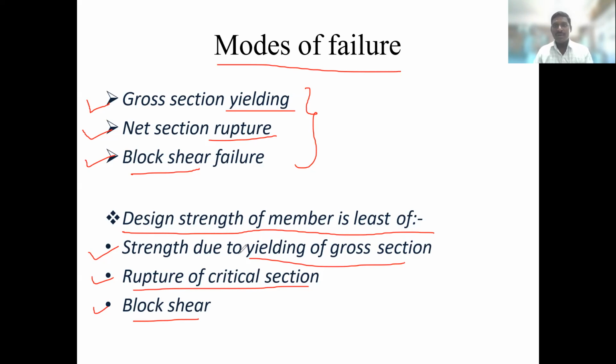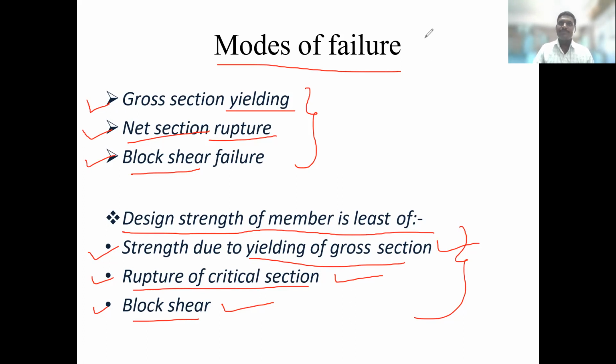So what are these 3 failure modes? Yielding of cross section, rupture of critical section, or net section as we call it, and third is the block shear. Now we will see these 3 strengths in detail: how to calculate design strength due to yielding of cross section, design strength due to critical section or net section, and design strength due to block shear. And for that we can calculate the load carrying capacity of the member, and we will design the member.